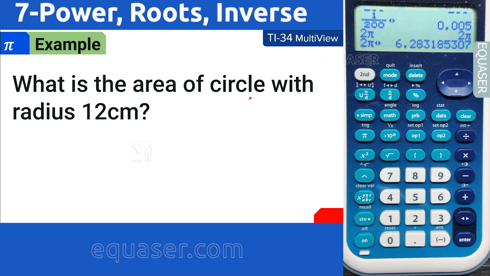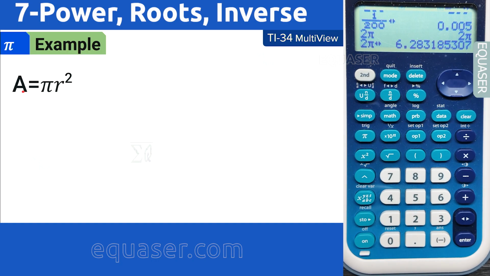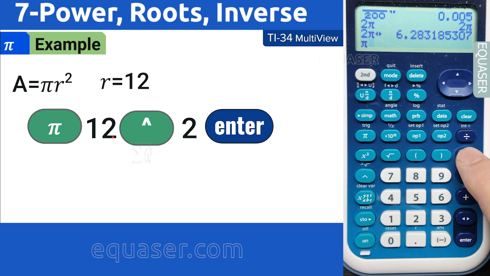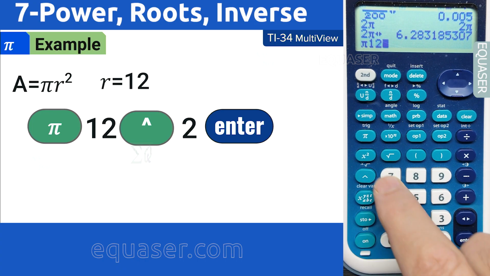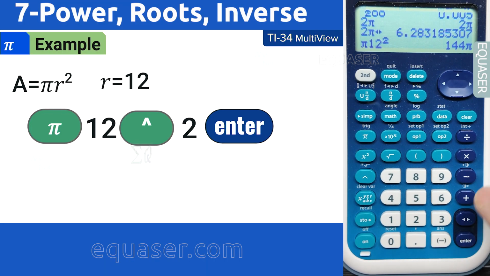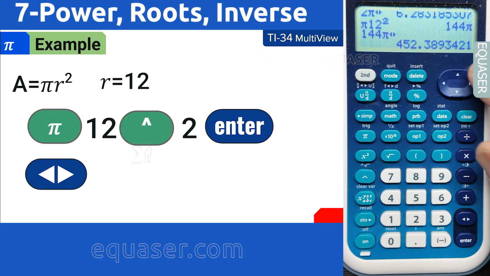Now there is an example for pi. What is the area of the circle with radius 12 centimeter? The formula for the area of a circle is pi r squared, and we know r is 12. So we do pi and then 12 squared. You don't need to put even multiplication. So you get 144 pi, or toggle the answer to get the decimal.